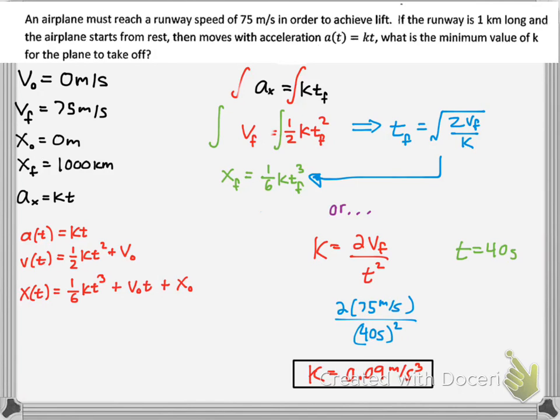So I just thought we'd throw out another plane problem. Thought it'd be cool to do some position, velocity, acceleration. It's always fun stuff. Hope this helped, and keep practicing.